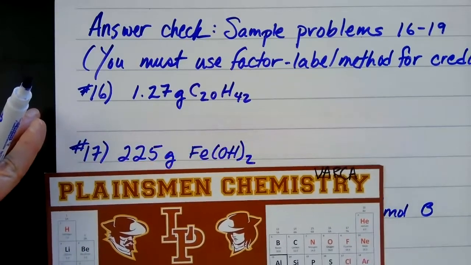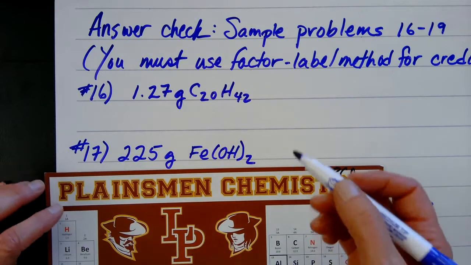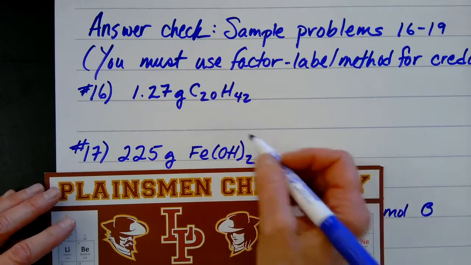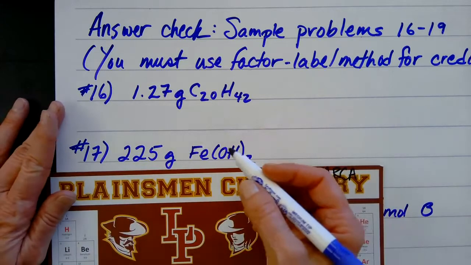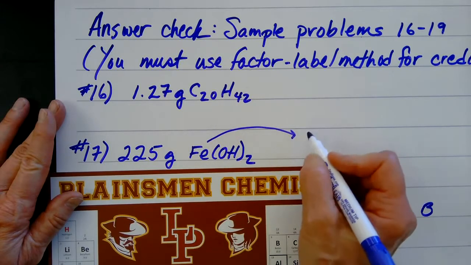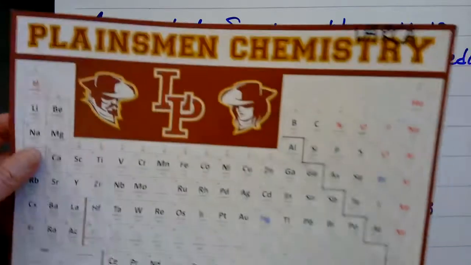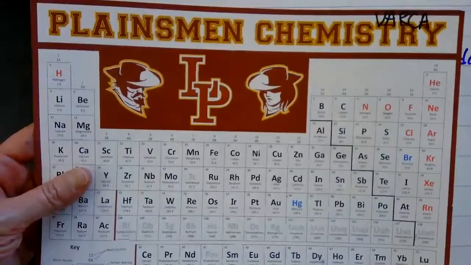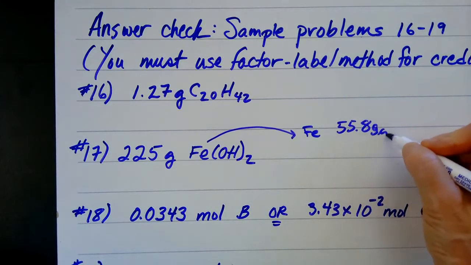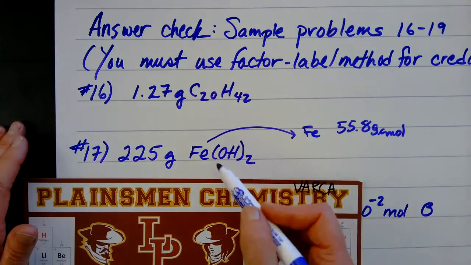For number 17, the solution is 225 grams Fe(OH)2. I'd like to work with this problem just briefly in order to show how to find the molar mass, which you were required to do in order to solve this problem correctly. So one of the things that we need to realize is how many of each we have. We have 1 iron. So we look on the periodic table and get the value for that iron, 55.8 grams per mole. And we know that the 2 that we have here means we have 2 of these OHs.